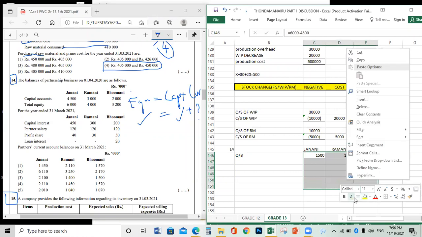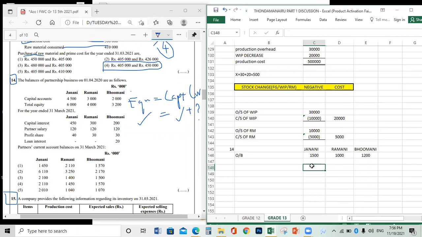They will test you like this. They won't directly give it to you; they will tell you to find it out. Fine, now go to the next one. They say for the year ended, these are the... okay, I feel like it's an easy question. I thought it was a difficult one, but I feel it's very direct.